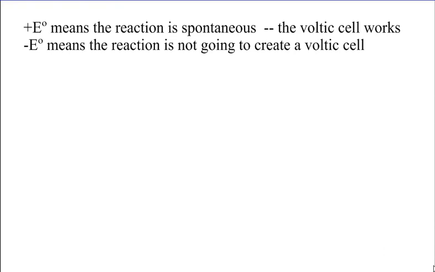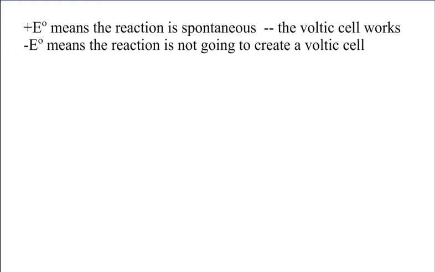Remember that if your cell potential is positive, that means the reaction is spontaneous and will occur naturally of its own accord. All you have to do is make sure that you have a wire connecting your cathode from your anode, and you've created a voltaic cell. However, if your cell potential is negative, this means that you haven't created a voltaic cell. This means that the reaction is not going to occur of its own. We actually need to do something else. You've created something different.